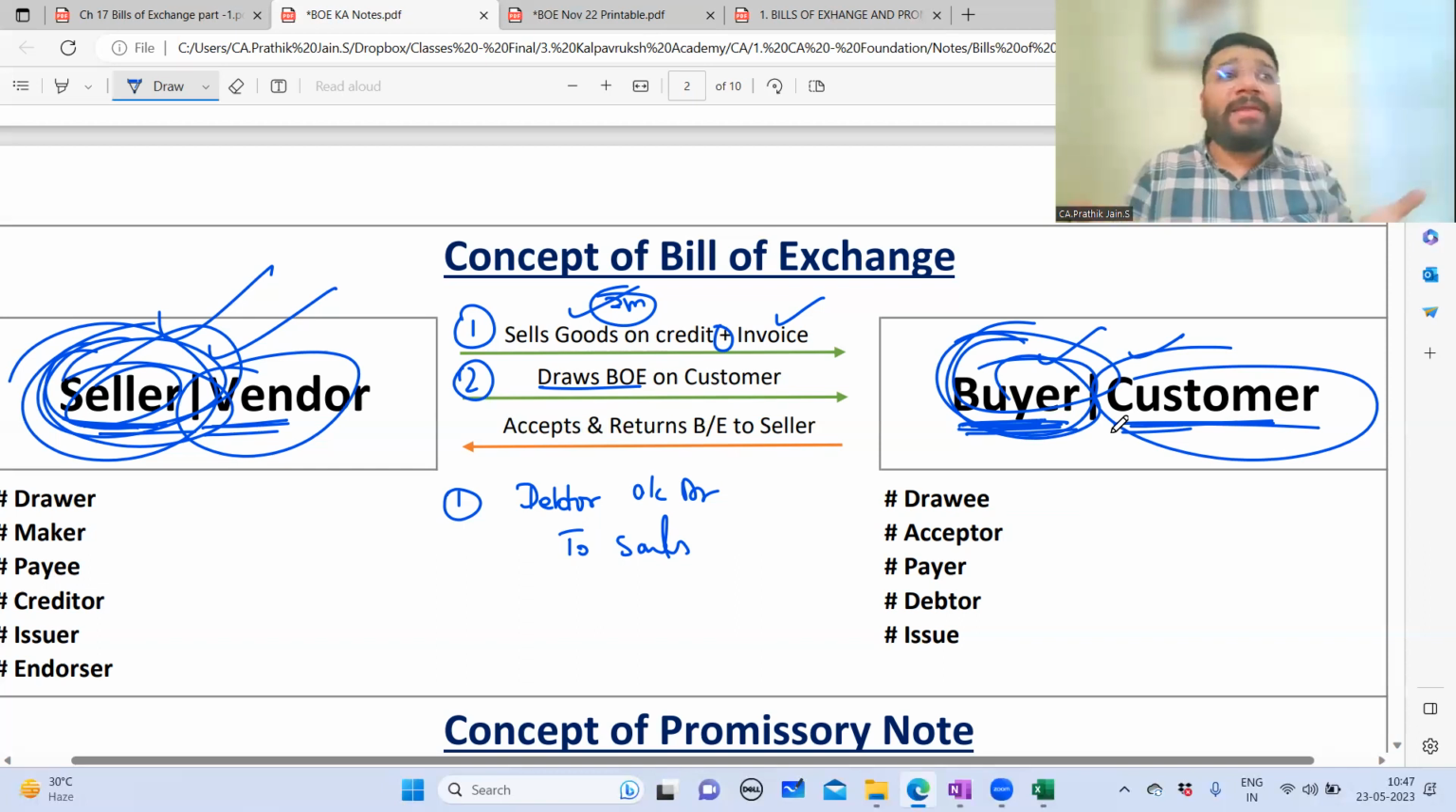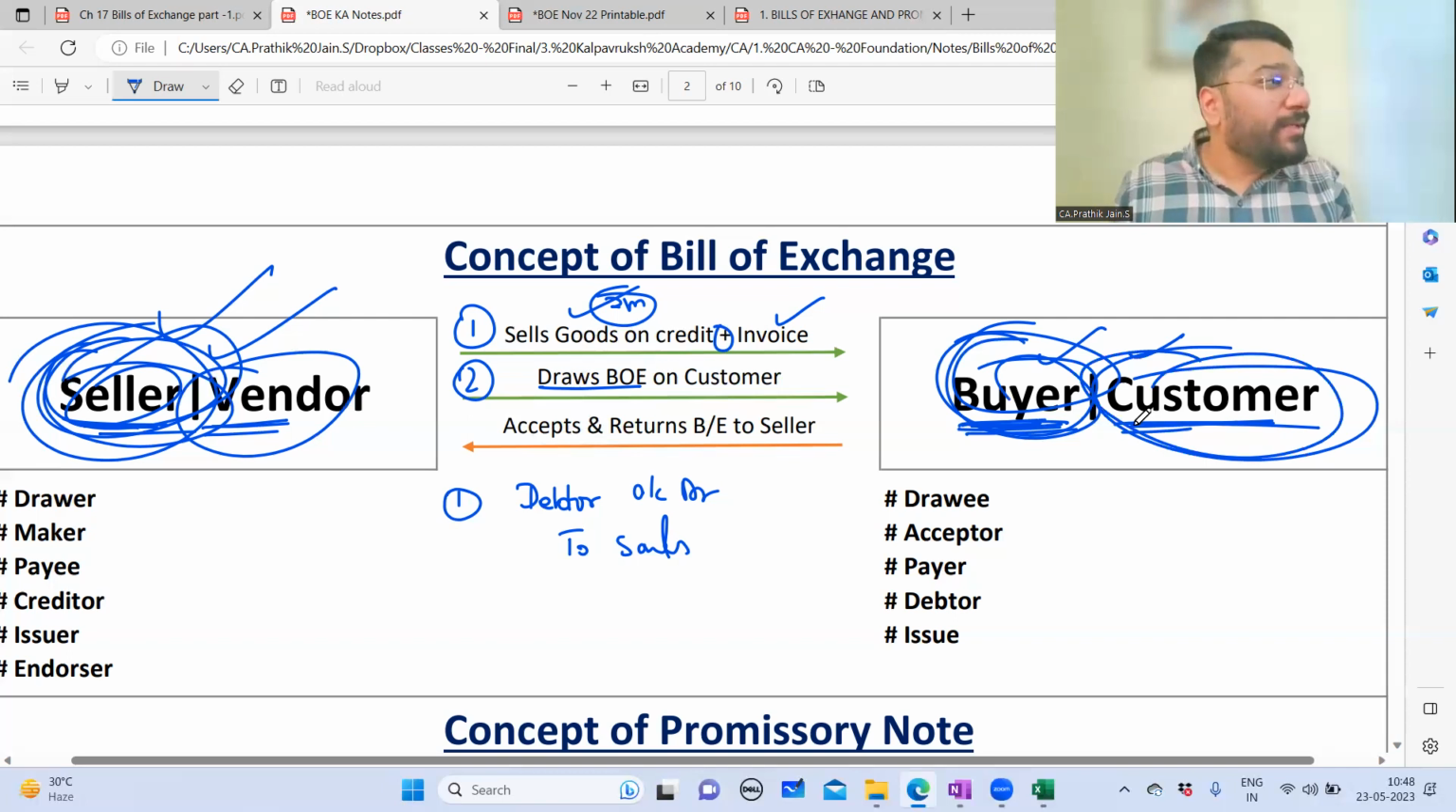In that case, everybody would get up one fine morning, prepare a bill of exchange, go to the court and say, okay, this gentleman has to pay me 1 crore. This guy has to pay me 2 crore. It doesn't work that way. So a bill of exchange becomes valid when the buyer or customer acknowledges. So he has to sign and give that document back to whom? The seller.